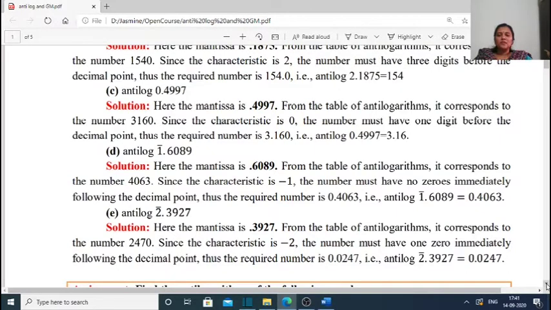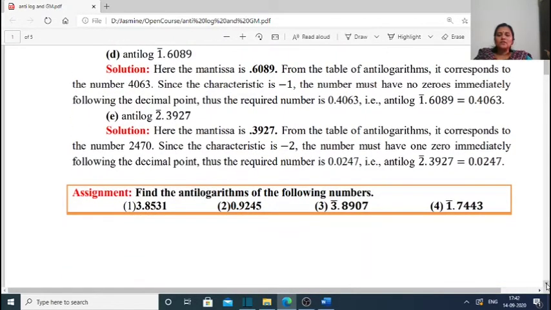Bar 2.3927. Here the mantissa is 0.3927 and from the table of anti-logarithms the number corresponding is 2470. Since the characteristic is -2, the number must have 1 zero immediately after the decimal point, so there should be 2 places, 1 zero immediately after that. So this is 0.0247. Now next you have some problems to find the anti-logarithm of given numbers that you can find using the logarithmic table or using calculator.